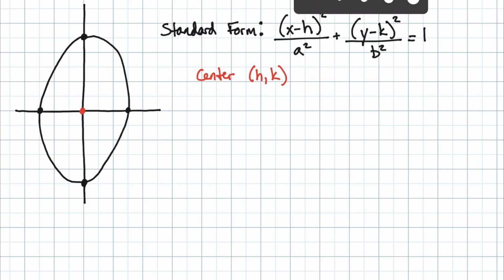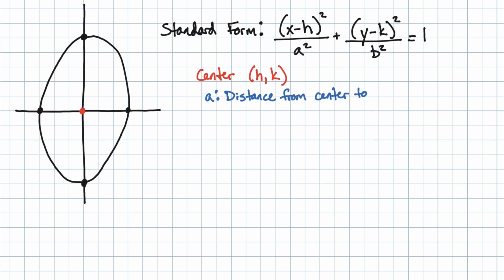This a value is going to be the distance from the center to the horizontal vertex. I'll call it vertex because we're being specific. Now I'm confused if that's how you spell it. I'm going to call it vertex. It's fine. Okay, horizontal vertex.